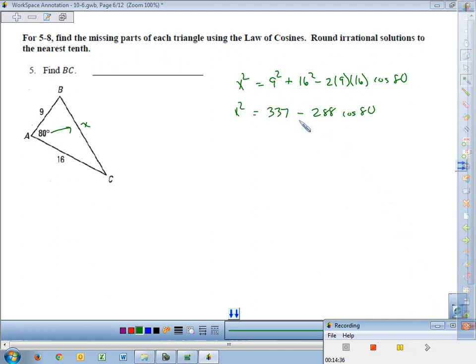So if you clean that up a little bit, you should have got the 337 here and the negative 288 here. Then we just punched that in our calculator, and it turned out that x squared was about 286.989, and so on. You got to square root that number, and x is about 16.9. So about 16.9.